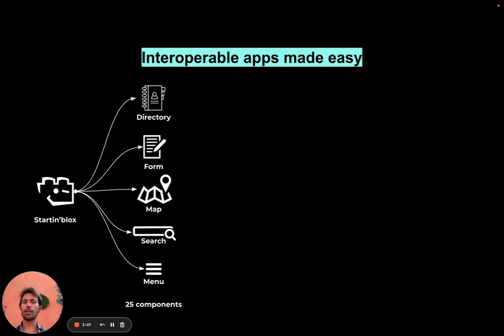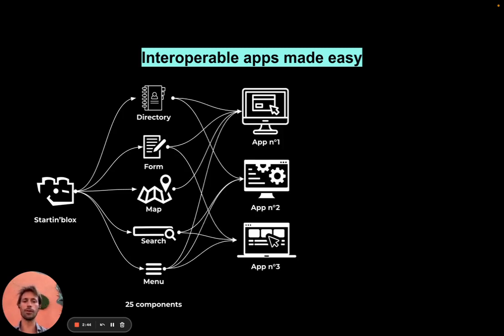The way it works is that Startin'blox provides a set of components to its user so that they can build their application. We have, as of now, 25 interface components that you can use and assemble to build an application. For instance, a menu, a research feature, a map, forms, etc. That can be assembled to create an application that makes use of those different features.